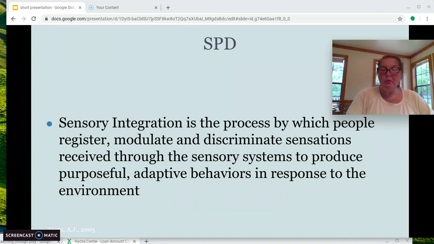Now, the term sensory processing disorder, or I'm going to talk about sensory processing deficits, is different than the term sensory integration. Sensory integration is something all of our bodies do. It's the process of taking in and processing input from our environment. Once we process that information, we should be able to respond appropriately. So when there are sensory processing deficits, the ability to process and utilize that information appropriately doesn't work correctly.